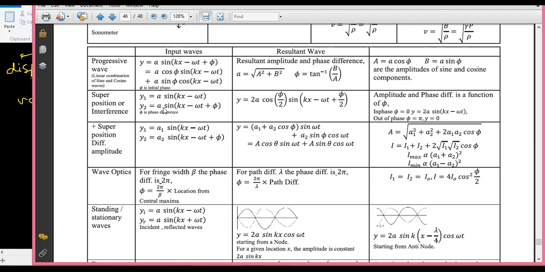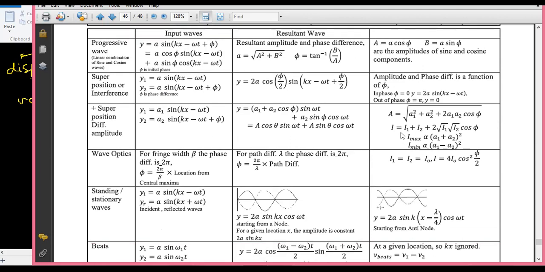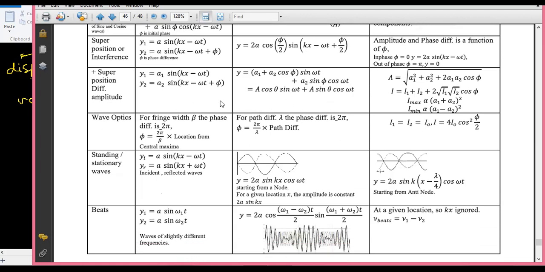This was with same amplitude. Okay. What if you had a different amplitude? Okay. So this is coming in your 12th standard, so I'm not going to teach it right now. That's why I put a plus. If I put a plus, it means it's not there in the textbook, but it will be required for your entrance exams.